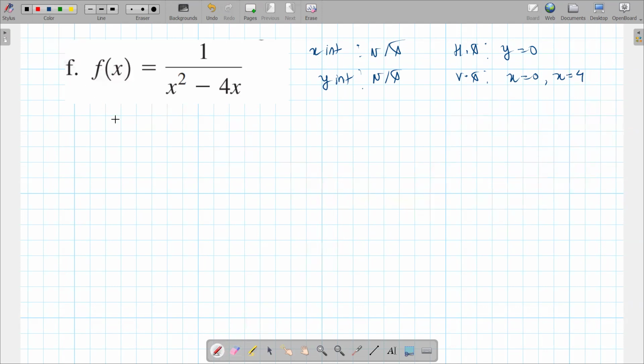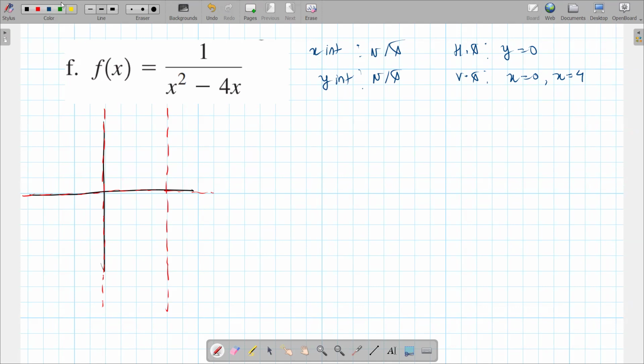So let's do a rough sketch. We have something like this. Horizontal asymptote: we have an asymptote on the x-axis, but now we also have an asymptote on the y-axis, which makes sense why we don't have a y-intercept. And there's one more at 4. So 1, 2, 3, 4. So this is what we have.